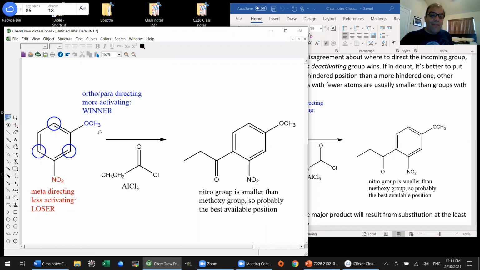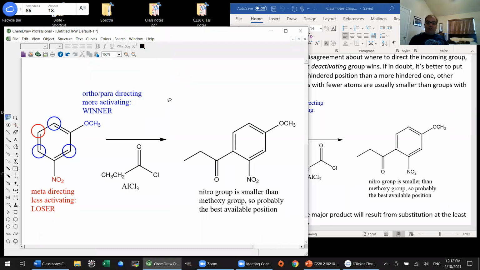So if the methoxy group is ortho-para-directing, which we know it is, then I think you'll agree that the methoxy group would like to put the new group in one of those three places. What about the nitro group? Well, the nitro group wants to put the new group meta to itself. One of those meta positions is blocked, the methoxy group's there, but there is an available position meta to the nitro group right there. So let me make that red.